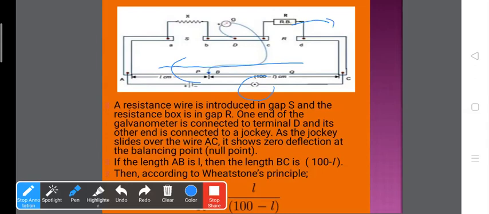Clear? Now let the jockey touch the wire at point B. Suppose the jockey touches the wire at point B. In this situation, we can take AB equal to L. Right? So BC will be equal to 100 minus L. Clear?